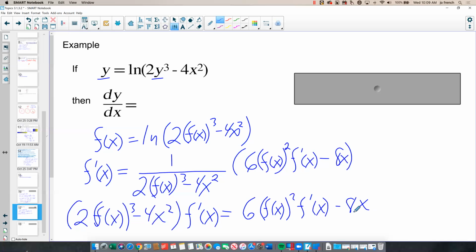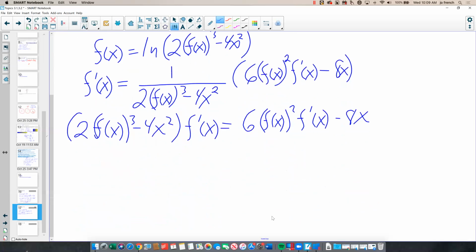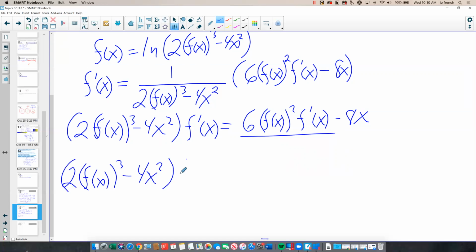The next step is where I group my f prime of x's on the left, which means I have to subtract this term here and move it over to the left. So now I have 2 f of x cubed minus 4x squared, all of that multiplied by 1 f prime of x, and then I subtract this 6 f of x squared f prime of x, because I moved it over from the right-hand side, equals negative 8x.